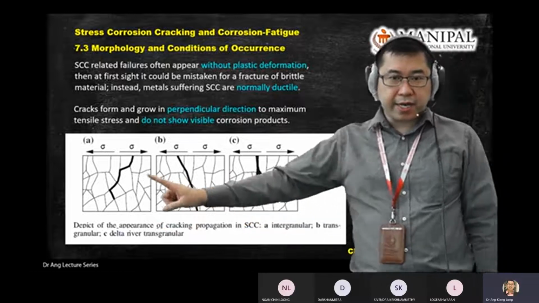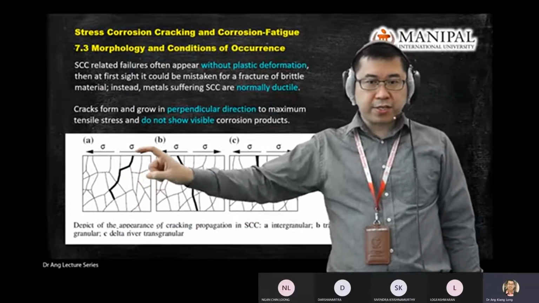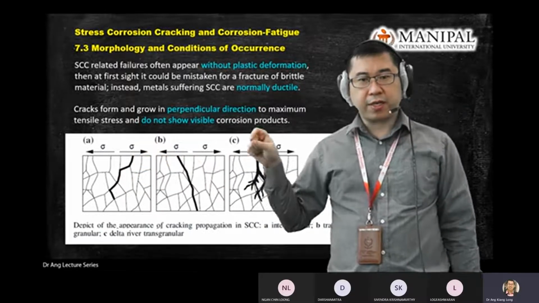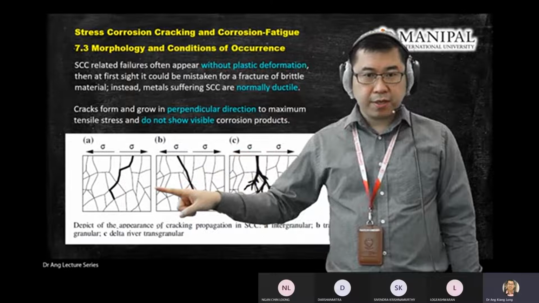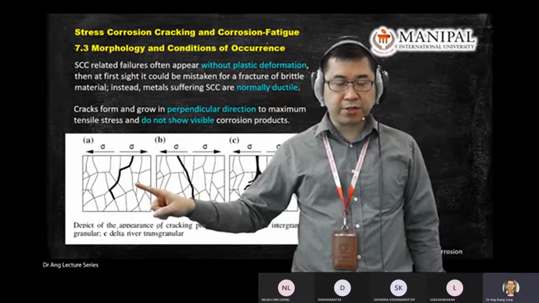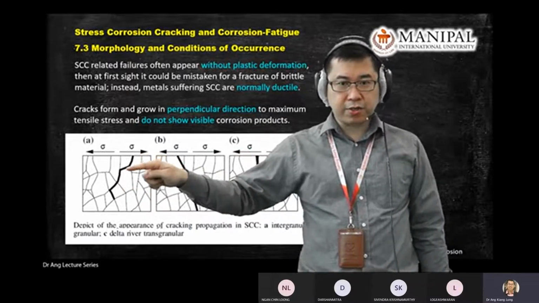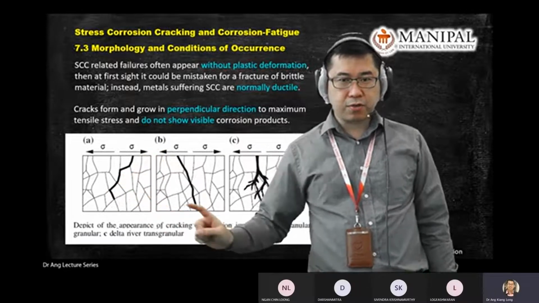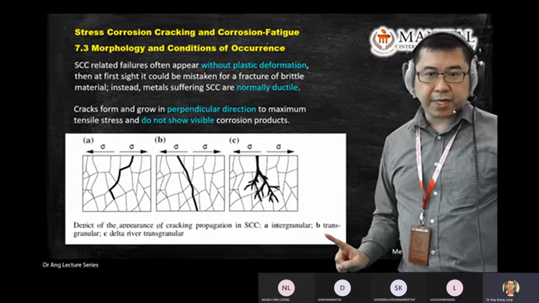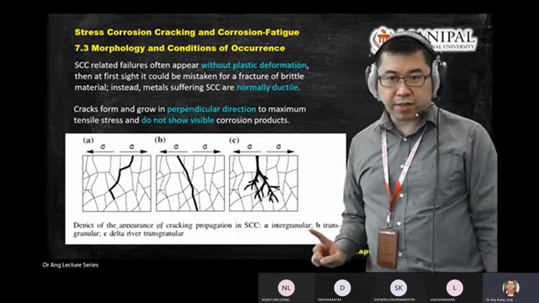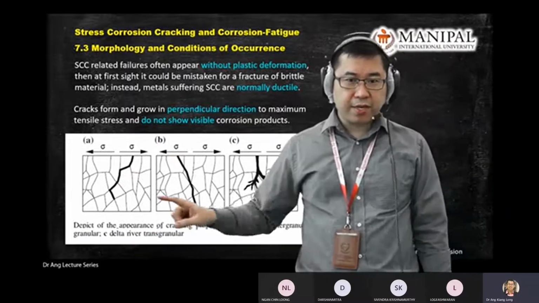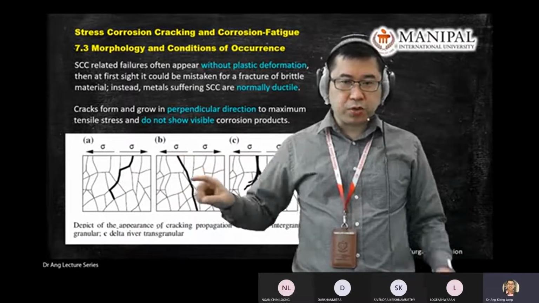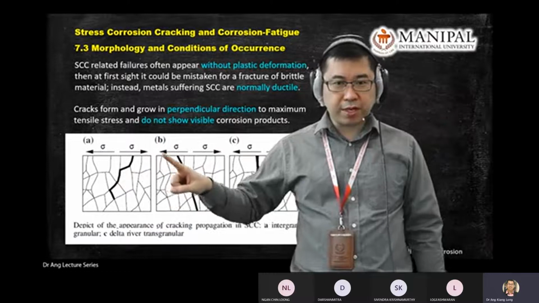From this diagram, from A to D, you can see the appearance of SCC. A is intergranular. You go into the intergranular of the metals. Metals have a lot of crystal shapes, right? So you go through the crystal sides, or granular. A, go to the granular. B, transgranular, means it goes through between. It goes into the granular.